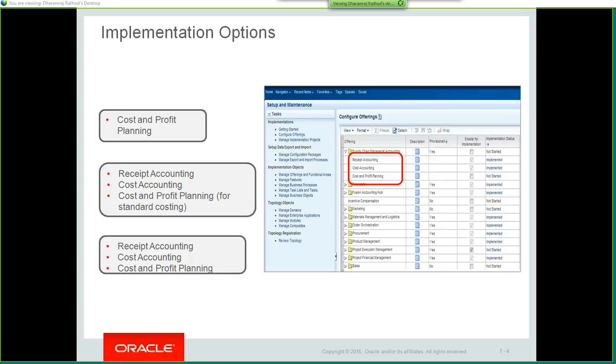You can only implement cost and profit planning if you need a solution for business decisions like what-if analysis, pricing decisions, make or buy decisions, and product lifecycle cost projections, predominantly for non-accounting purposes. And if you have that requirement, you go implement only cost and profit planning. And if you need a solution for accounting of inventory and manufacturing flows, you need receipt accounting and cost accounting. And at the end, if you need standard costing method in your enterprise, you need all of this. These are the implementation options, and you can take a look at it and subscribe and start using it.